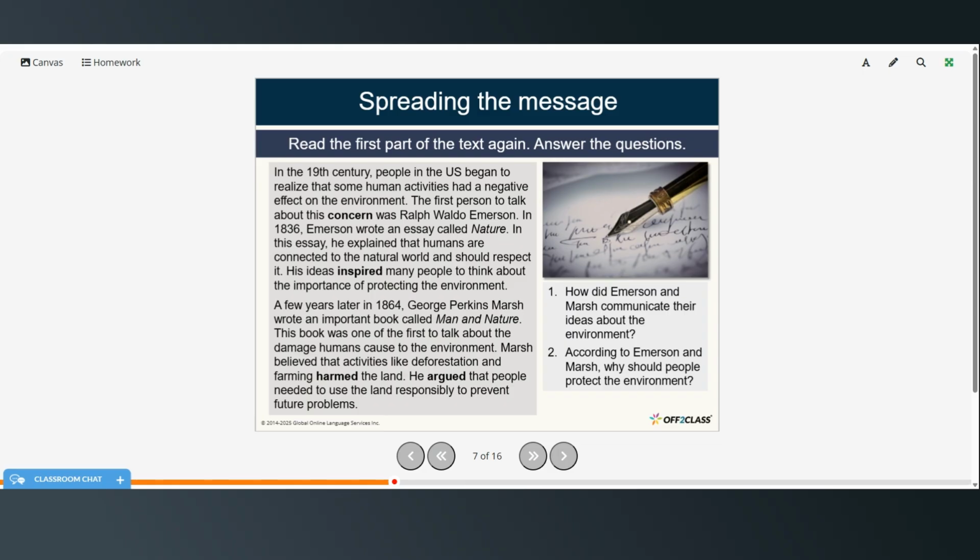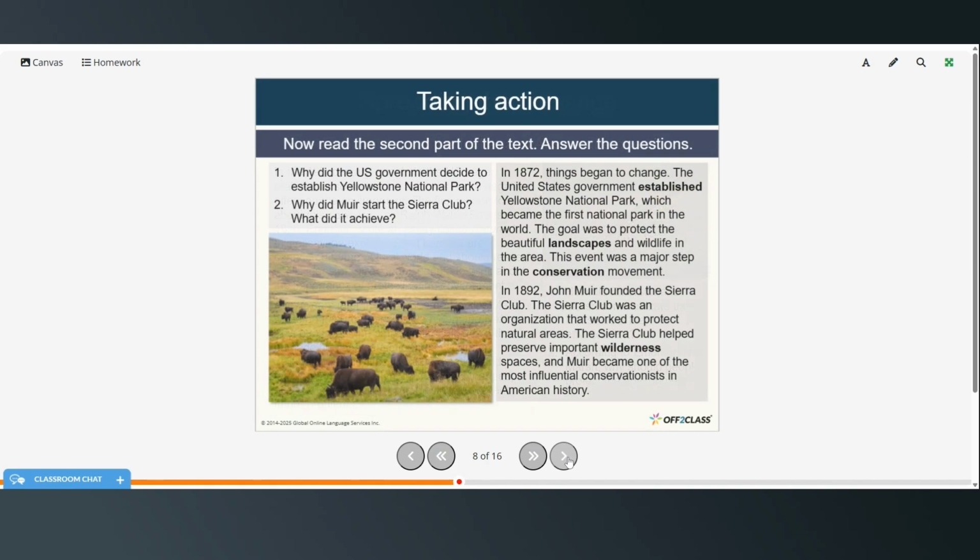All right, so how did Emerson and Marsh communicate their ideas about the environment? Well, Emerson wrote an essay and Marsh wrote a book. And according to Emerson and Marsh, why should people protect the environment? Emerson believed that humans are connected to the natural world and should respect it. And Marsh argued that people needed to use the land responsibly to prevent future problems.